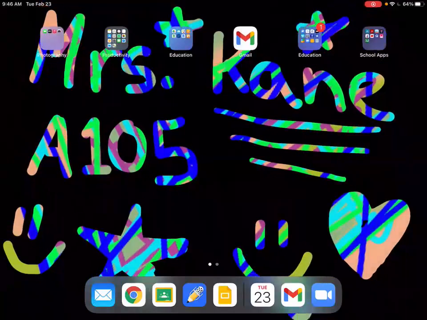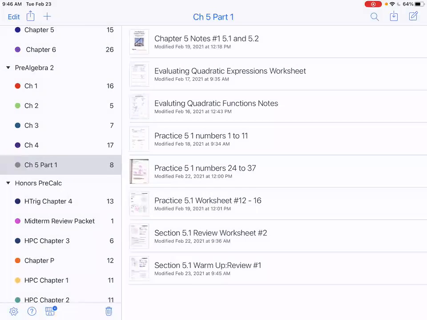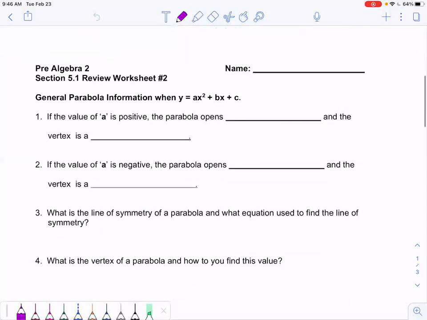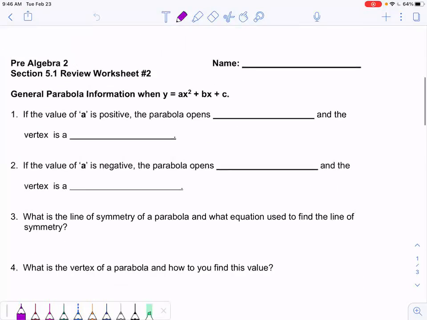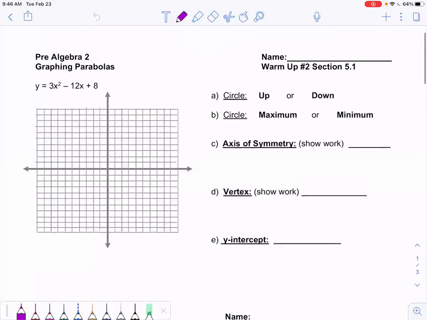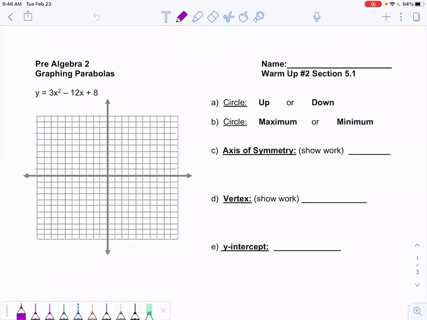All right, so in Google Classroom, we're looking at the section 5.1 review worksheet, number 2. So pull that up, send it to whatever app you choose to look at. And then, yeah, the first page here is just kind of a summary review, just kind of pull it all together.